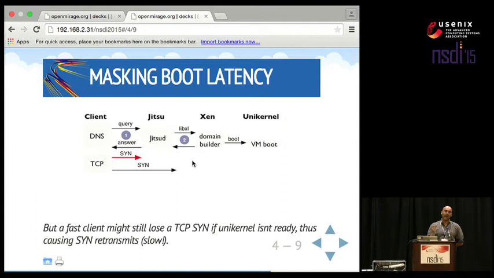So in this case, the client would send a SYN, it would time out, and it would take a second to send another SYN, and that's a very, very high latency that's observable. So what we did was we built Synjitsu.